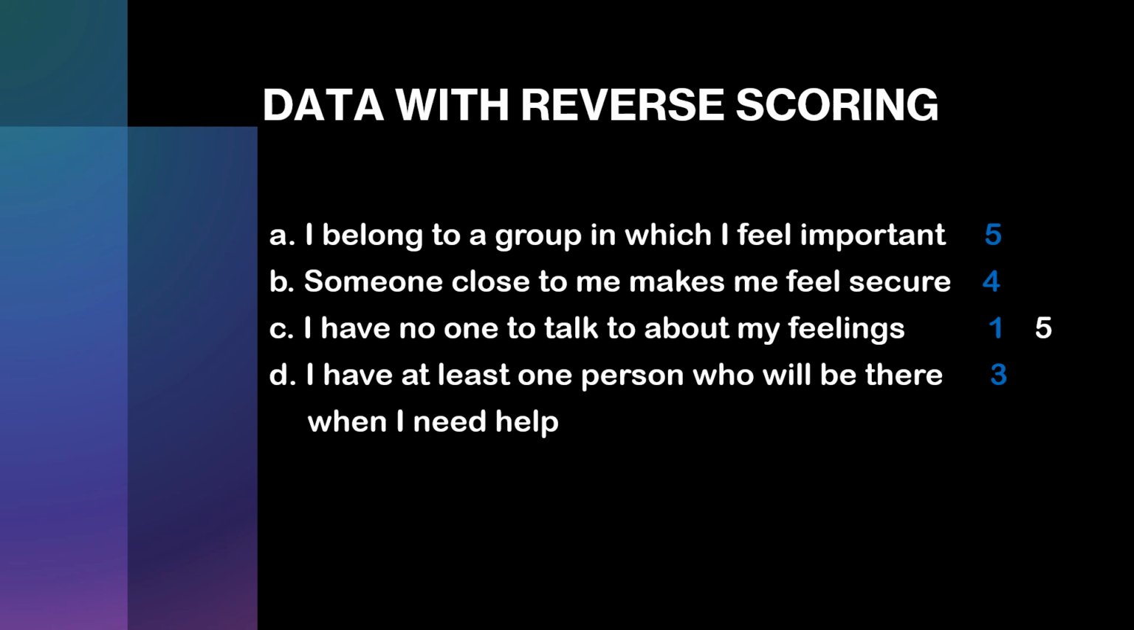To illustrate reverse scoring, let's go back to the items in the questionnaire. Let us assume that the respondent's answers are the ones in blue. We have to reverse score item letter C, I have no one to talk to about my feelings, because this is opposite the other items. It indicates the absence of a support system. The respondent scored it as 1, then we score it as 5. The other items will be scored the way the respondent answered them.